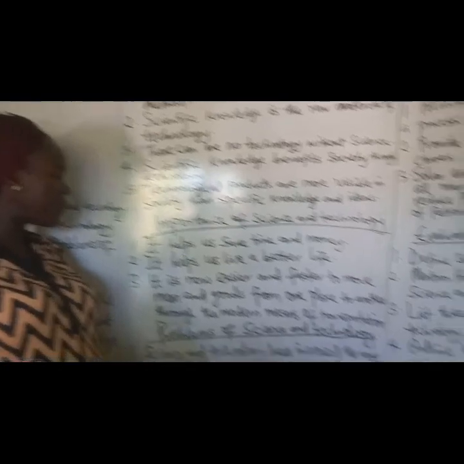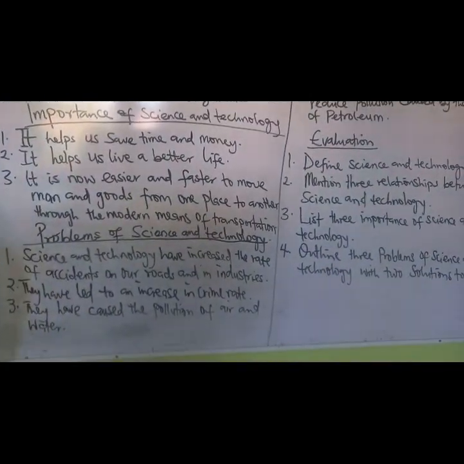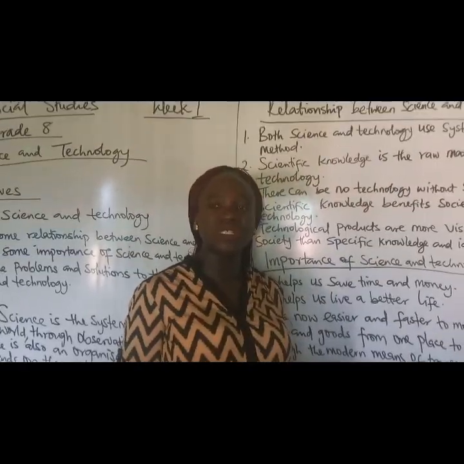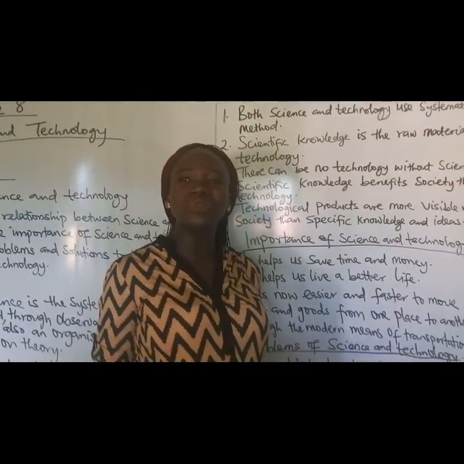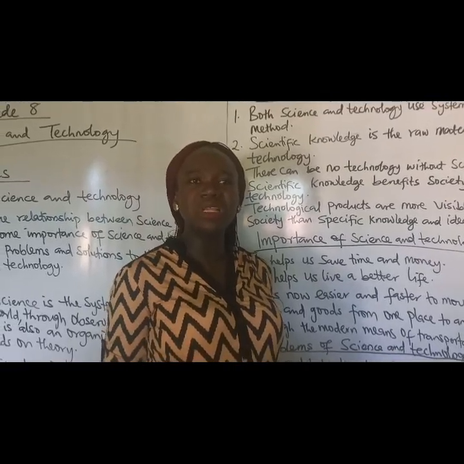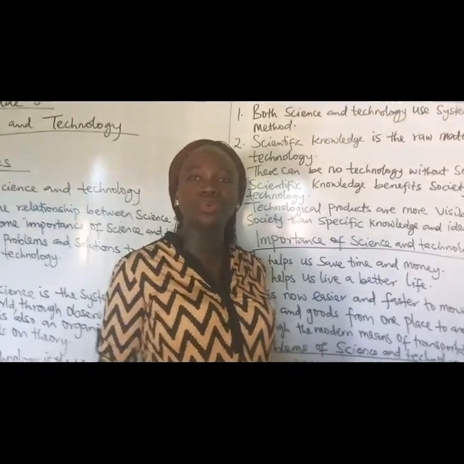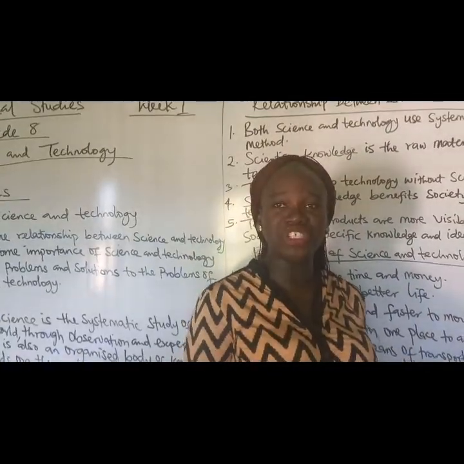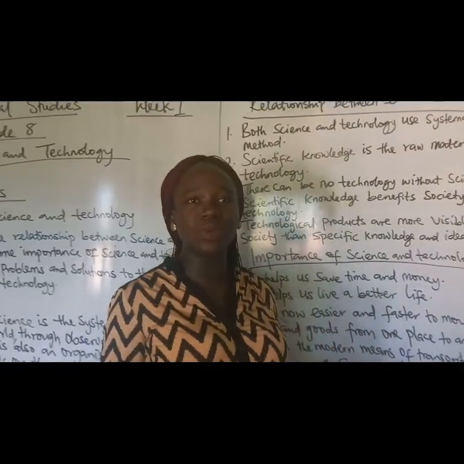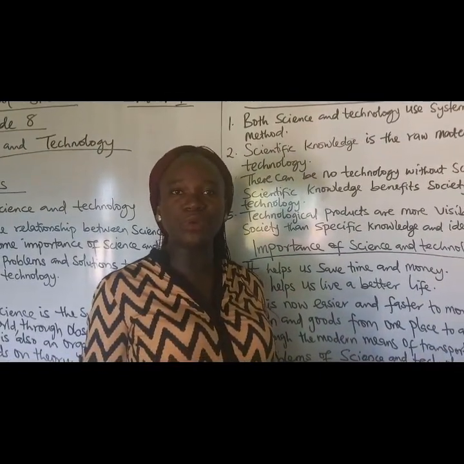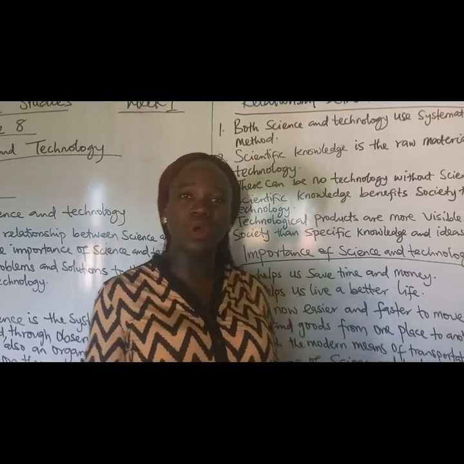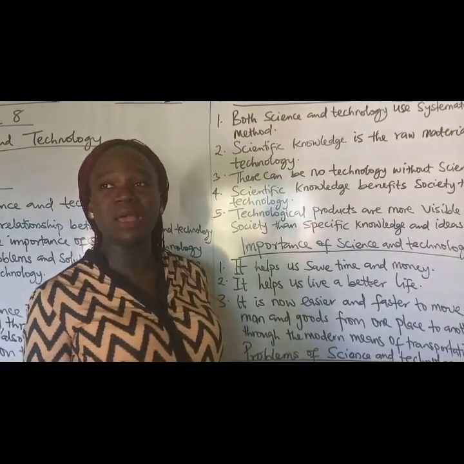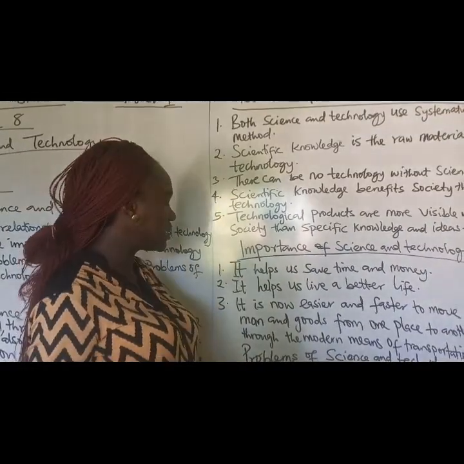Another thing is that they have caused the pollution of air and water. This science and technology, with the industries that we have around, have caused pollution of the air. So many factories don't know how to refine their industrial machines. They can easily release oil spill on the water, thereby causing aquatic animals to die easily, and again polluting the water that man uses. So it's a problem.